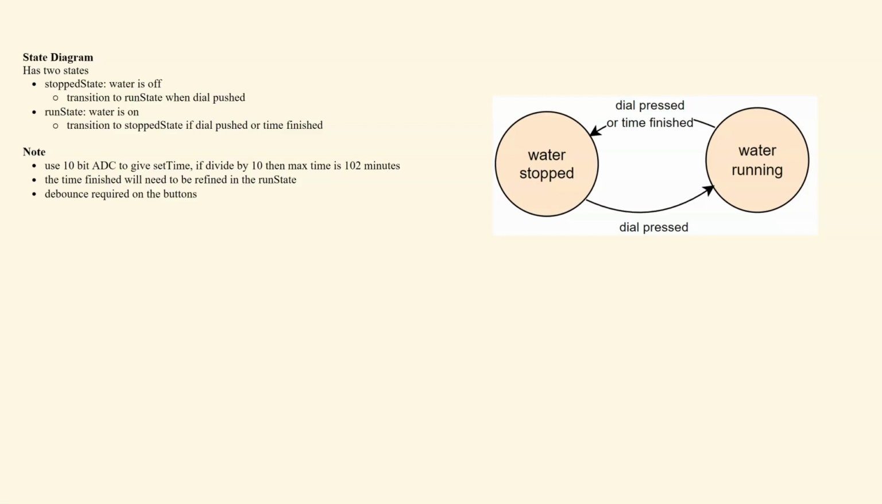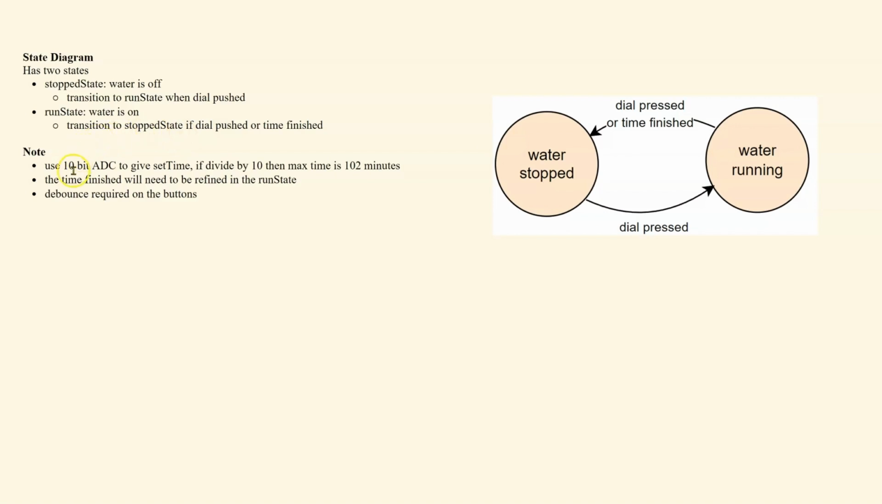When I look at state diagrams, I tend to look at the outputs as separate states. So when you do your state diagram, don't make them more complicated than they need to be. They're just giving a description. But we have two states. The water's off, and when the dial's pushed, we go to the run state. And then in the run state, water's on. If the dial is pushed or time finished, we go to the stop state, as shown here.